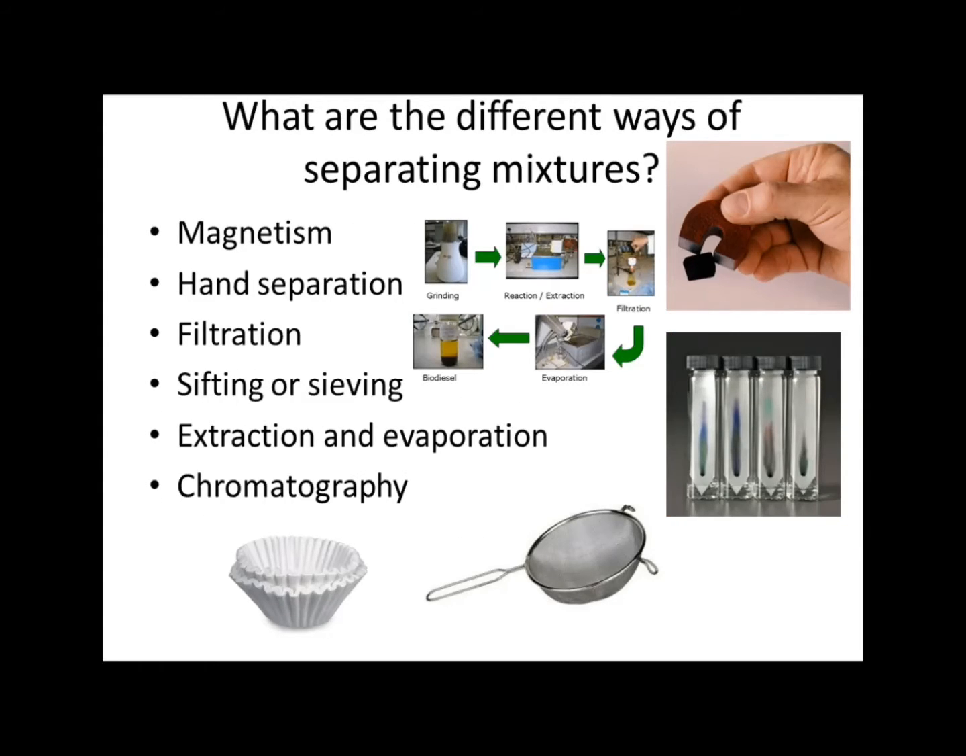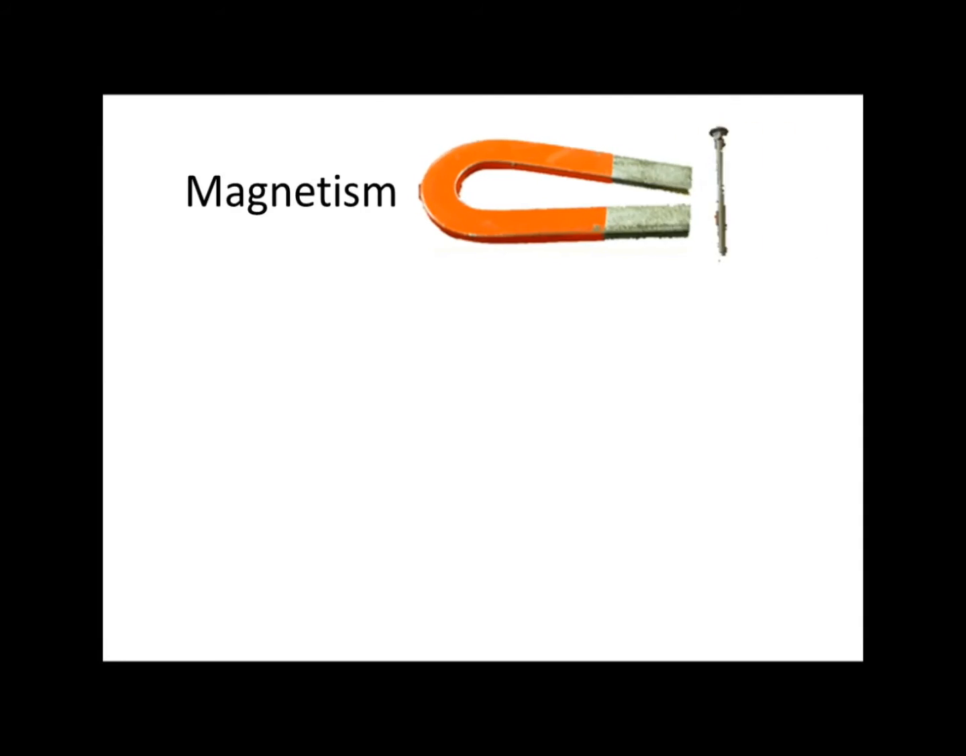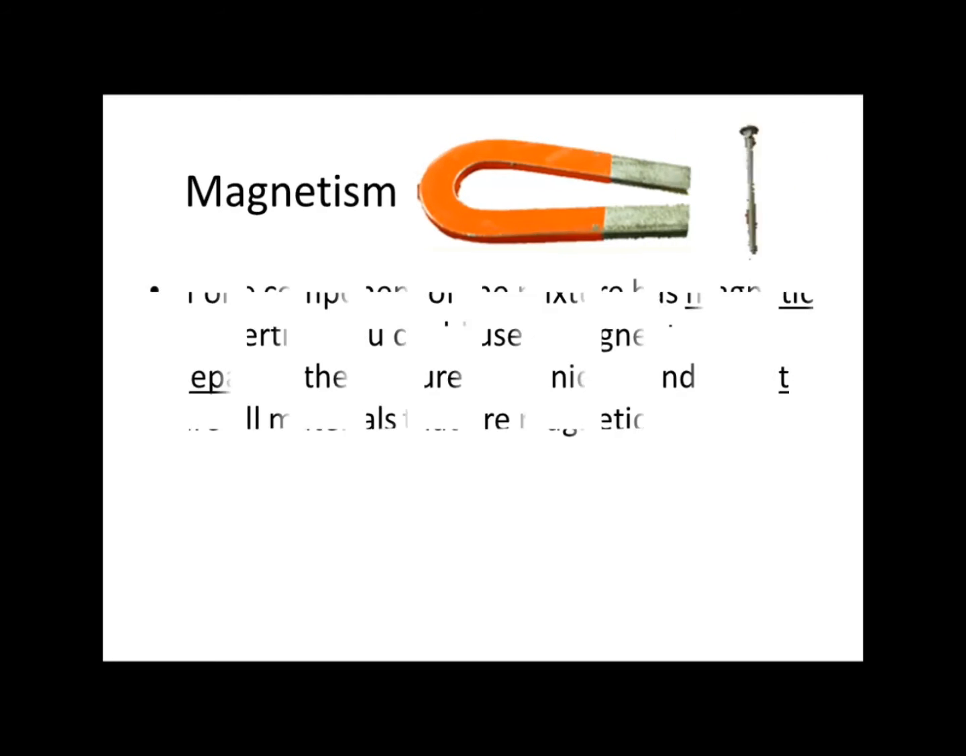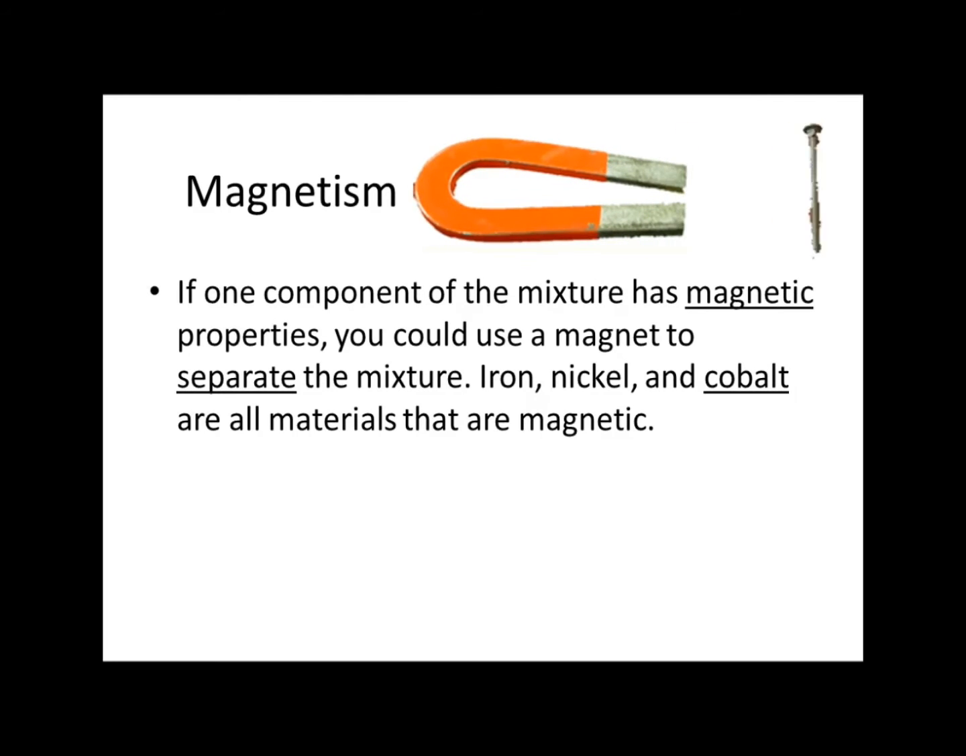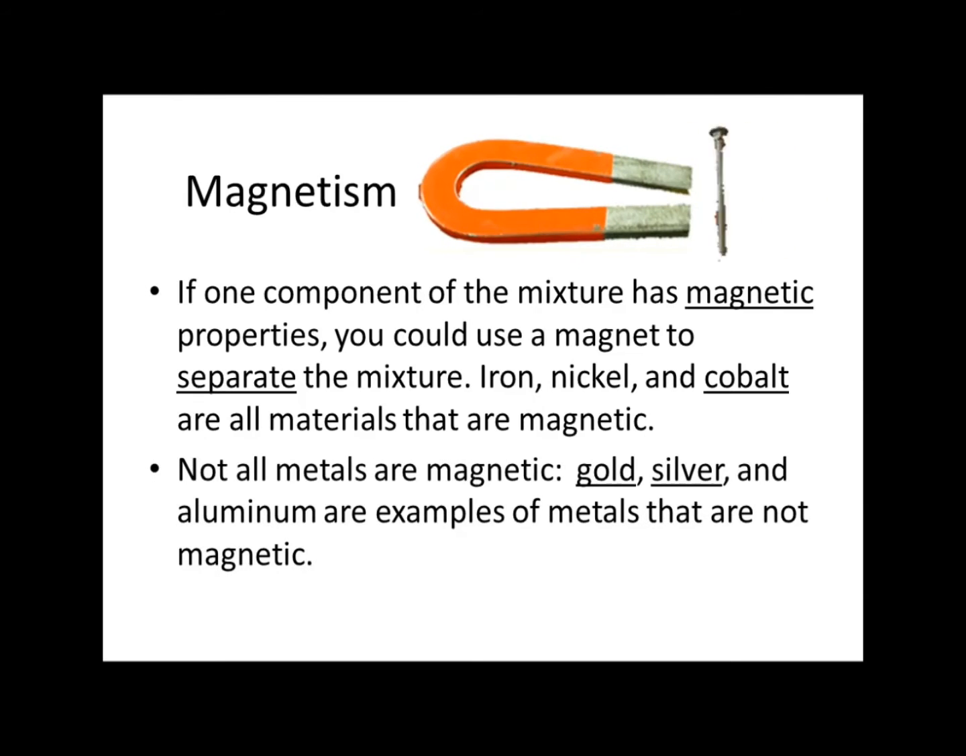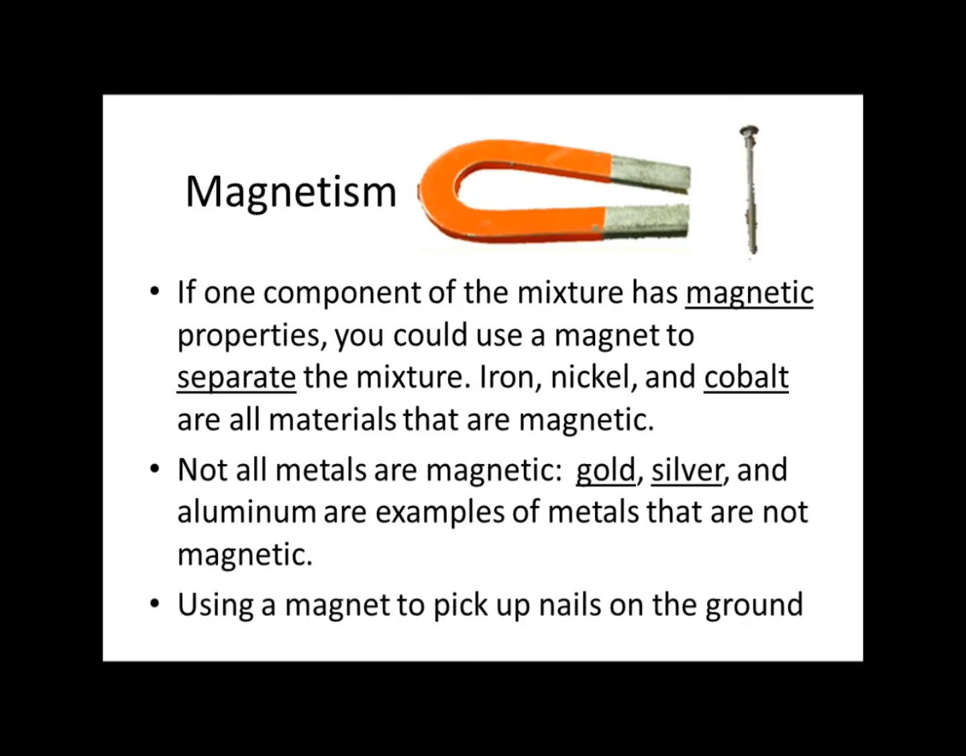Here are some different ways of separating mixtures, and on the next slides, we're going to go through these in detail. So magnetism, I think you guys know what this means. It's when one component of your mixture has a magnetic property and the other one doesn't. You can use a magnet to get that magnetic material out. Iron, nickel, cobalt, all these materials are magnetic. Some metals aren't though. Gold, silver, aluminum, these aren't.